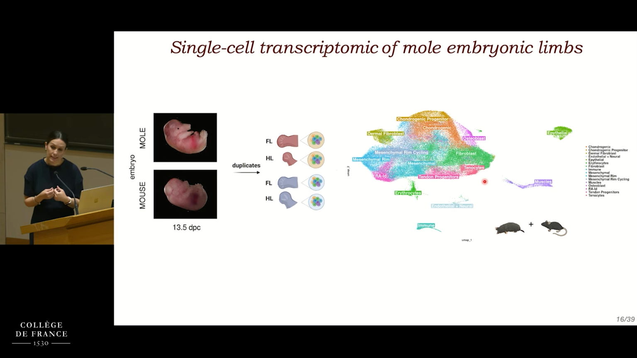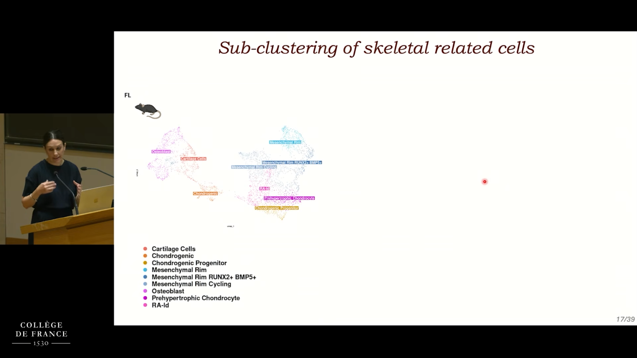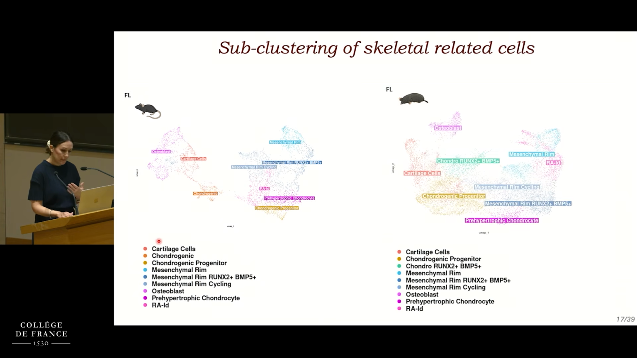But because we are interested in the bone phenotype, what we did next was to do the clustering independently in one species and the other, and then do a sub-clustering of only the skeletal-related cells. We did it first for the mouse, and then for the mole. And when we did it for the mole, we actually identified a cluster of chondrocytes that has a unique combination of transcription factors that we did not find in the mouse forelimb and not in the hindlimb, that we call chondro-RANX2 BMP5.